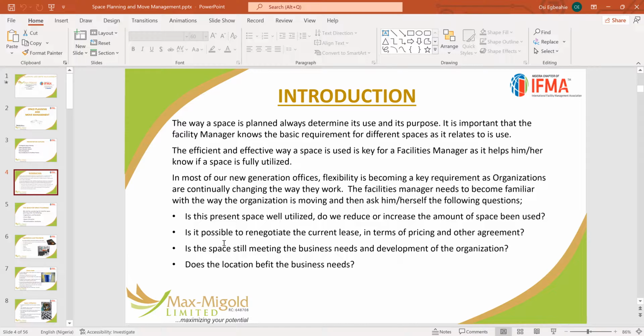One of the questions is, especially when you're managing a space you have been in for a while: Is this present space well utilized? Do we reduce or increase the amount of space being used? And you can only do this when you have data. For a facility manager, it is very important that you collect data from time to time.